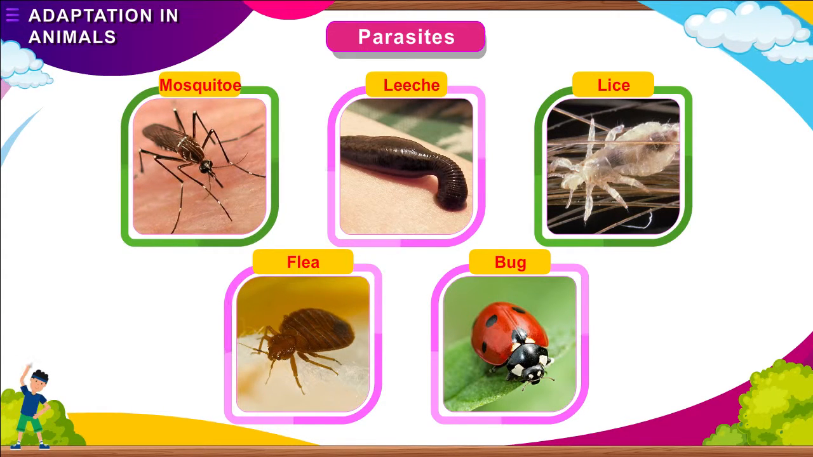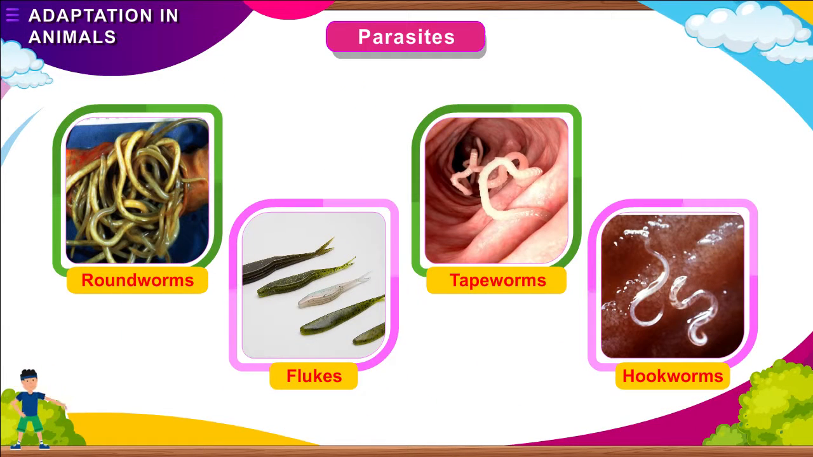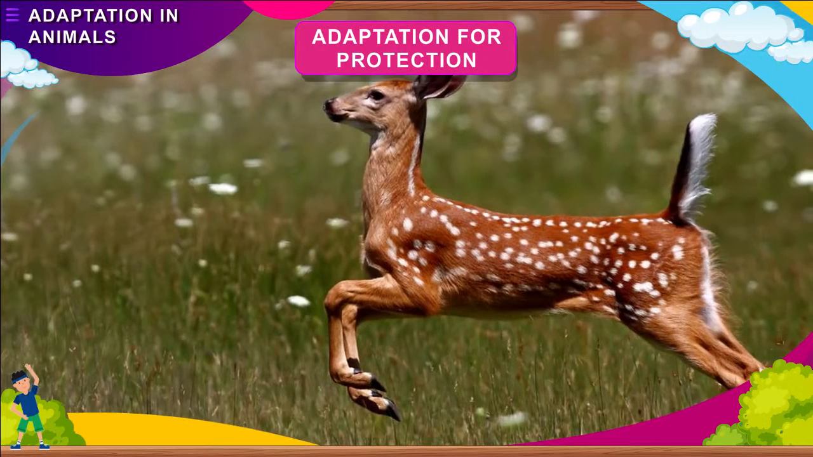Some parasites, like mosquitoes, fleas, and leeches, do not have teeth. They have a needle-like tube to suck blood from other animals. Some parasites, like roundworms, flukes, tapeworms, and hookworms, live inside human or animal bodies. They feed on the nutrients taken by their host animal or human.